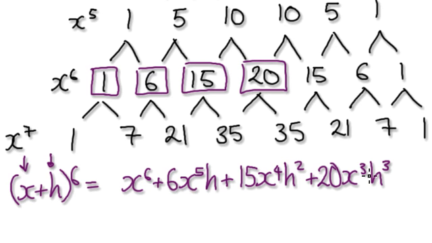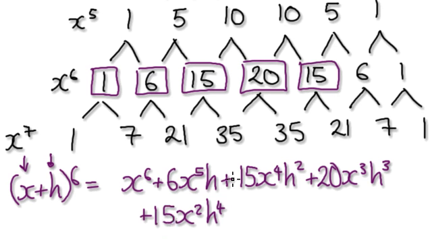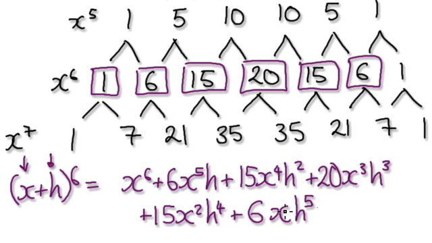Okay, and then the x goes down by 1, so that would be x squared, and the h goes up by 1 to the power of 4. And the coefficient that you would need would be 15. Then the x goes down by 1, the h goes up by 1, and the coefficient that you would need would be 6. And then the x goes down by 1, the h goes up by 1, so that'd be h to the power of 6, and the coefficient you would need is 1, but we don't bother putting the 1 in. So this here is your answer.